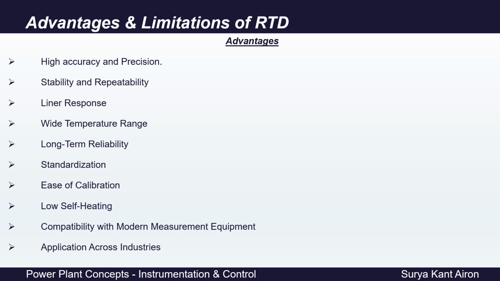Our third benefit is RTDs have linear response. The resistance of an RTD changes linearly with temperature, simplifying the calibration process and making it easier to interpret temperature readings accurately. Simplicity, basically, temperature and resistance change hand in hand, basically a linear response. So very simple calibration. Next advantage is their wide temperature range. RTDs can cover a broad temperature range, making them suitable for applications that require temperature measurement in both low and high temperature environments.